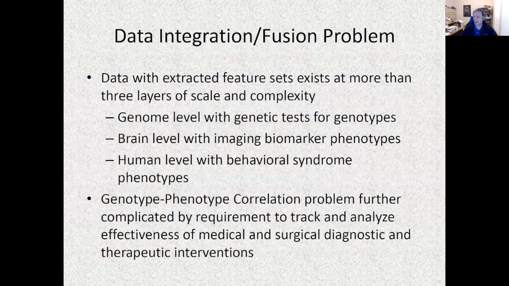But it's also a data integration and fusion problem because we have so many different layers of scale and complexity to our data, from the lower level at the genome with genetic tests to brain imaging, where we have imaging biomarker phenotypes, all the way up to the human behavioral level, where we have clinically observed behavior as well as a variety of psychometrics from questionnaires or extracted feature sets from the clinical medical record.